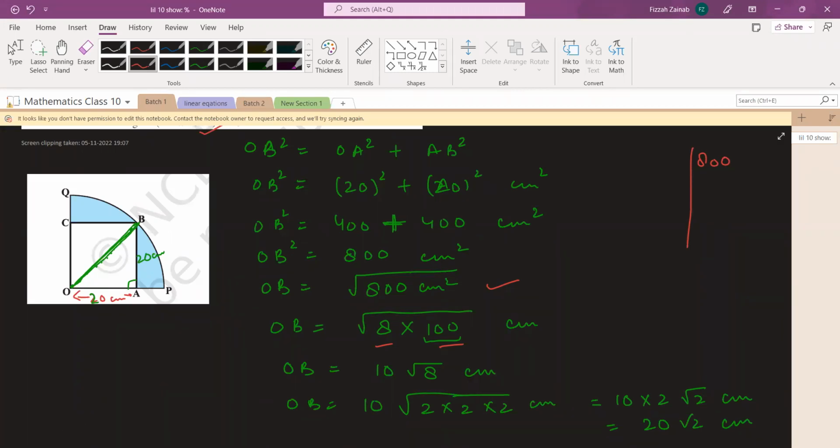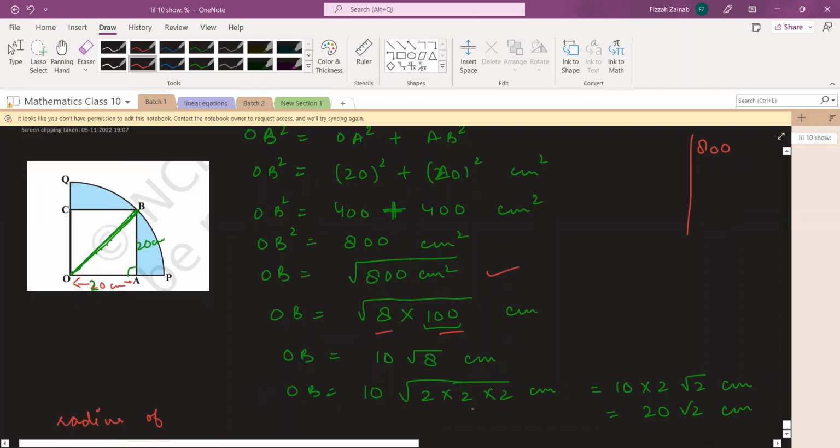So after that, you can write now radius of quadrant is actually equal to OB, which you have found, 20 under root 2 centimeter. Now you can find the area of the quadrant. Now please complete it.